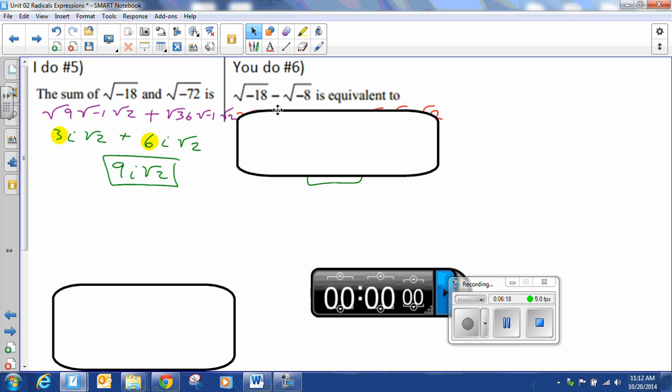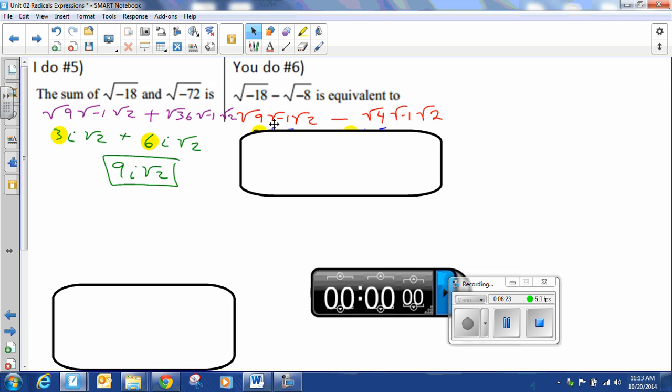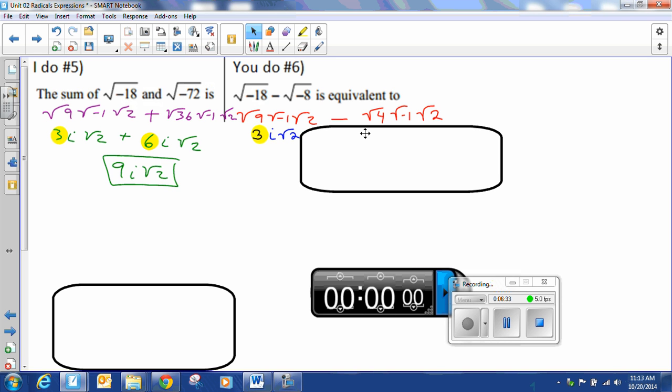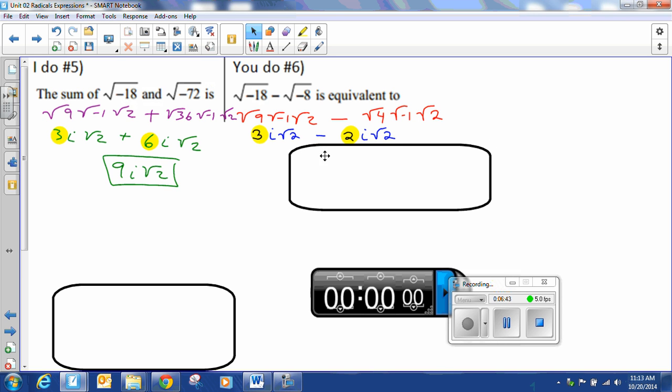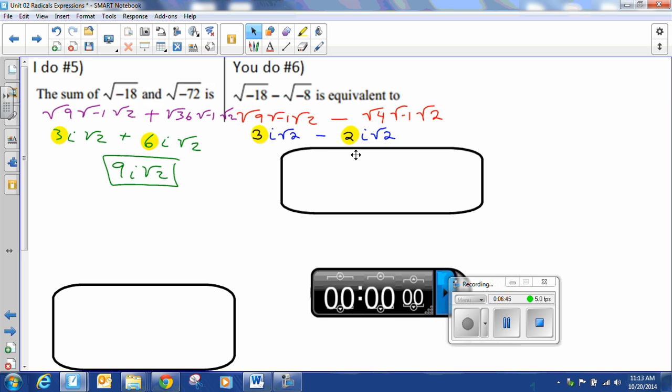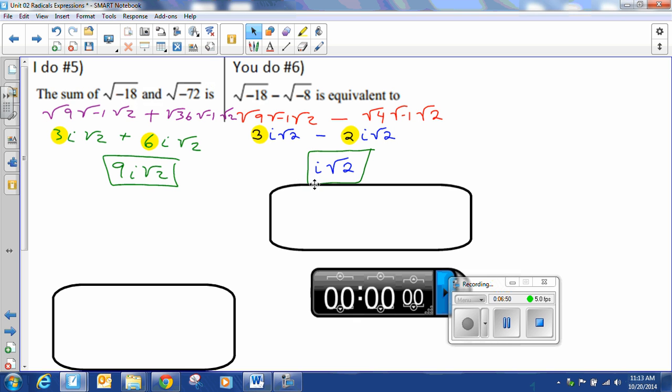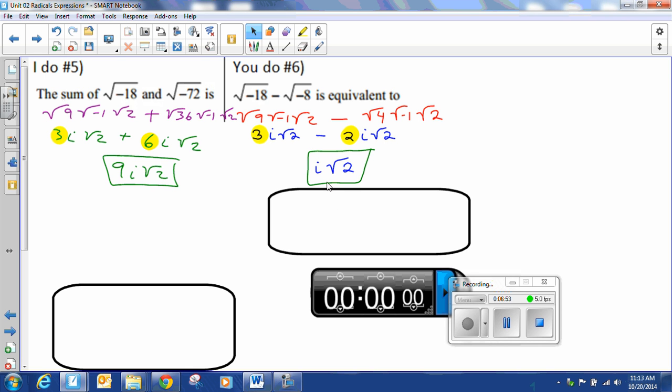Number 6, same deal except it's subtraction. So we have negative 18 breaks down to 9 times negative 1 times 2, all under the radical. This gives us 3i radical 2, and radical negative 8 is 4 times radical negative 1 times radical 2, which is 2i radical 2. And combining like radicals, 3 minus 2 is 1. So the answer is 1i radical 2. And the coefficient of 1 is invisible. We don't need it, so we erase it.